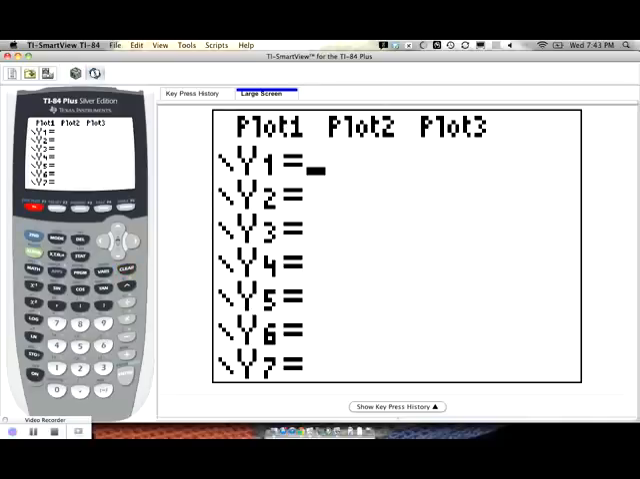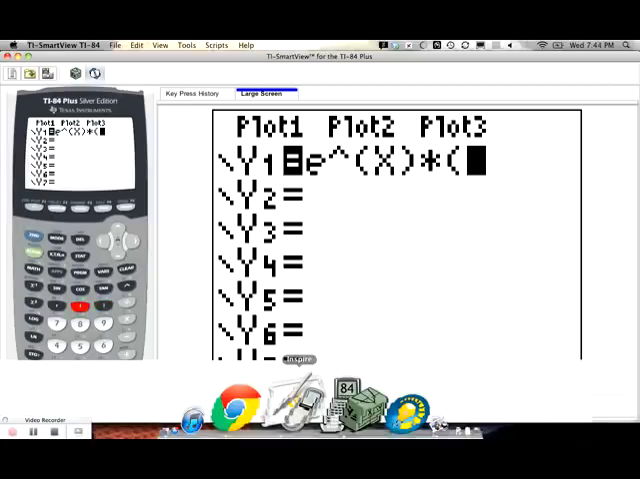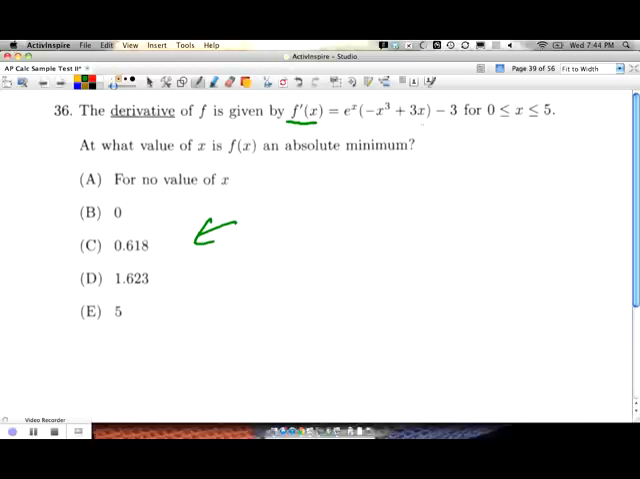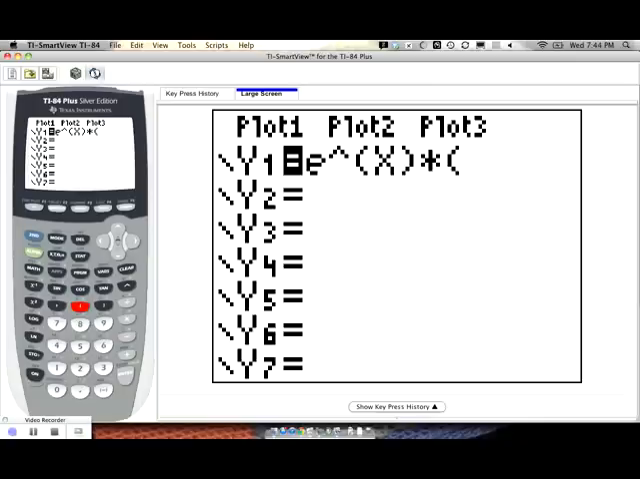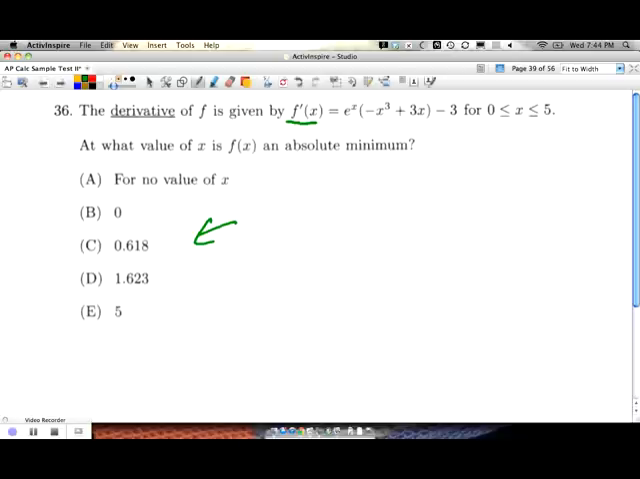So let's go to my y equals here. We're using the inverse of natural log, so it's going to be second e to the x. Then we're going to multiply. What was that other piece there that we need? It's e to the x times negative x cubed plus 3x. So we get negative x to the third power plus 3x. And then we have another constant on the end of that. It's minus 3.